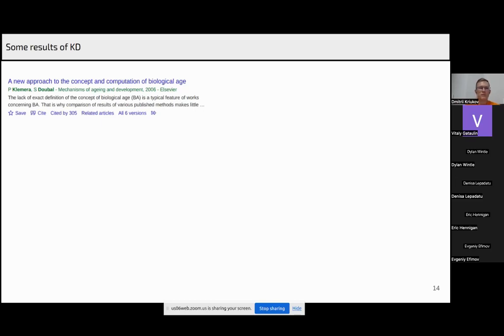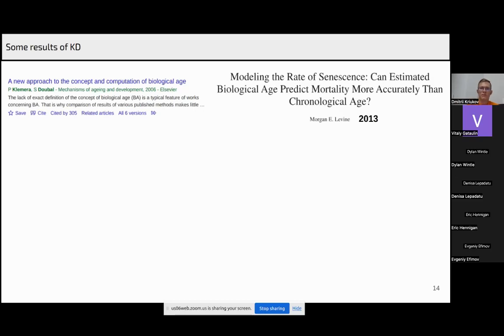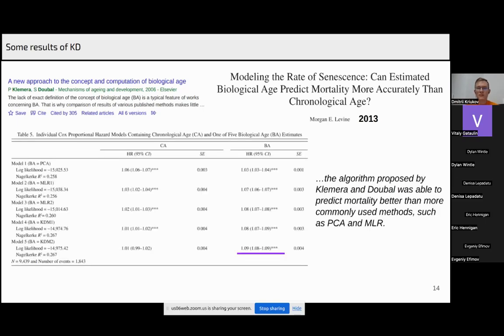But I wanted to emphasize only one paper here. This is a paper from Professor Morgan Levine from 2013, where Professor Levine showed that the algorithm proposed by Klemera Doubal was able to predict mortality in cross-sectional human data better than more commonly used methods, such as PCA or multiple linear regression, or even penalized multiple linear regression.